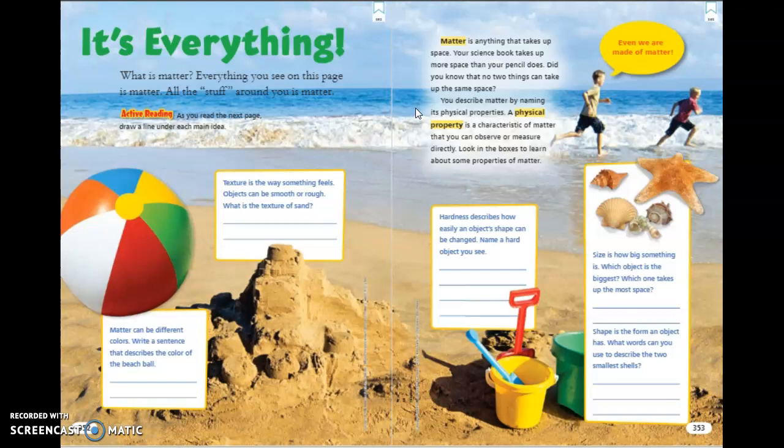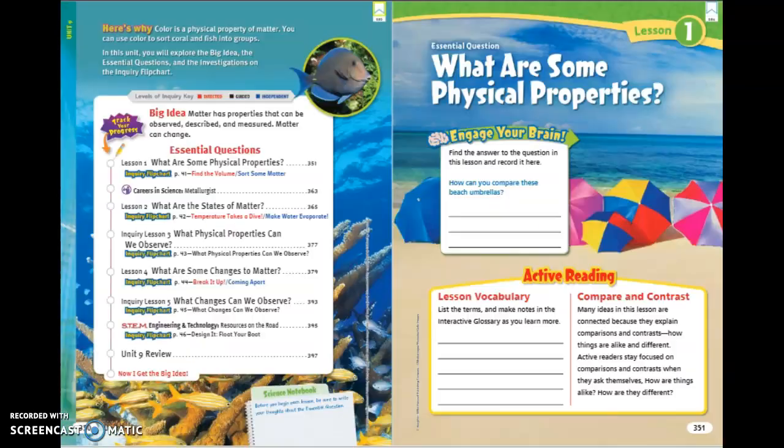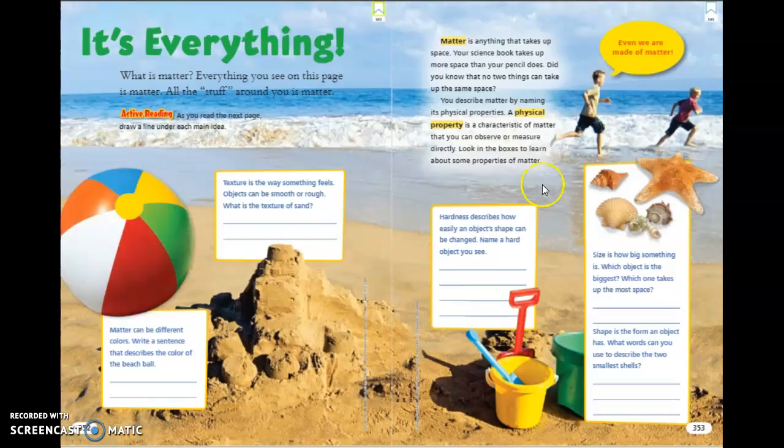Okay, let's go over the main ideas. What you should have underlined is the very first sentence of paragraph 1. Matter is anything that takes up space. The second thing you should have been looking at for the main idea is a physical property is a characteristic of matter that you can observe or measure directly. Now notice we had two highlighted words. We had matter and physical property. You're going to want to pause the video, go back and write them on page number 351. So you're going to write those words right down there.